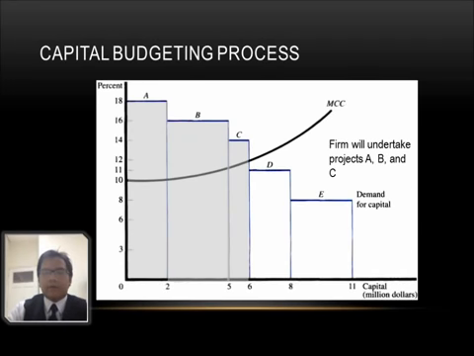The various letter bars indicate the amount of capital required for each investment project and the rate of return on the investment. The top of each bar thus represents the firm's demand for capital. The marginal cost of capital curve shows the rising cost of raising the amount of capital that the firm faces. The firm will undertake projects A, B, and C because the expected rate of return on these projects exceeds the cost of raising the capital to make this investment. On the other hand, the firm will not undertake projects D and E because the expected rates of return are lower than their capital cost.